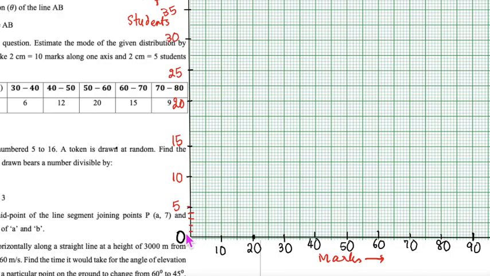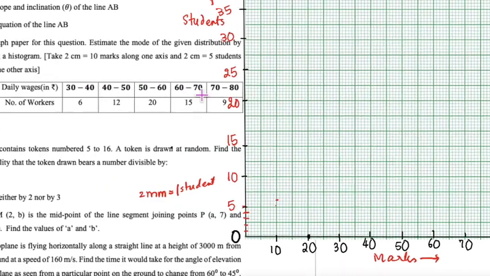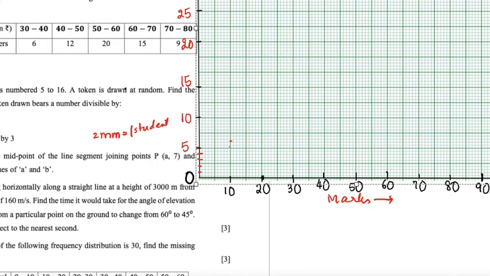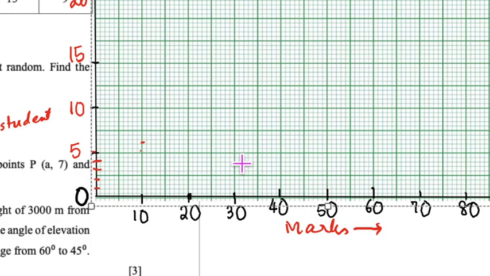Alright. Remember that we have 2 millimeters, this is for our reference, 2 millimeters is representing 1 student. We have to plot the histogram over here. The first class interval is 30 to 40, so we are going to draw the histogram. From 30 we come up to here. This part is 5 and this is going to be your 6, from here to here, and we will now draw the horizontal line.